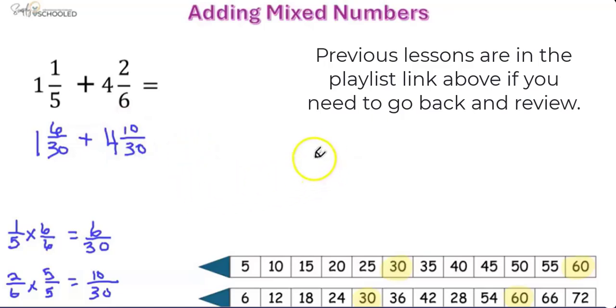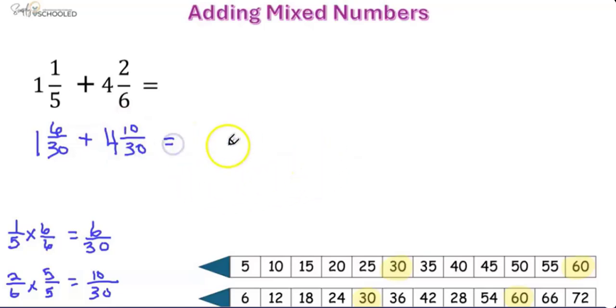Now we are ready to add. The first thing we want to do is add our fractions. We keep our denominator the same and we add the numerators. 6 plus 10 is 16. Now we add the whole numbers. 1 plus 4 is 5. So our answer is 5 and 16 over 30.